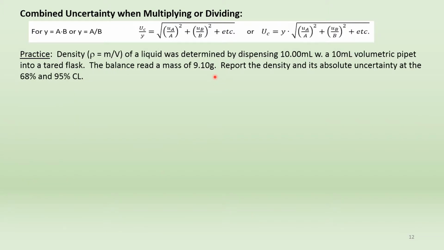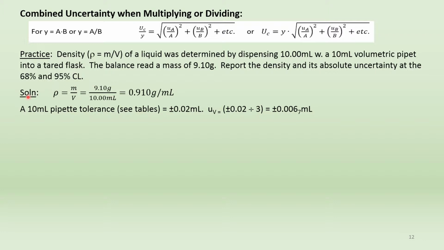Let's do one more example with a multiplication and division. So density is simply mass over volume. The density of a liquid was determined by dispensing 10 mls with a 10 ml volumetric pipette into a tared flask. The balance read a mass of 9.10 grams. Report the density and the absolute uncertainty at the 68 and 95% confidence levels. The calculation of density is simply mass over volume. It's 0.910 grams per milliliter. I'm going to report 3 sig figs because that's what I see in the numerator.